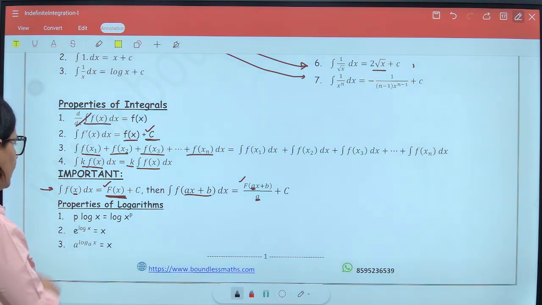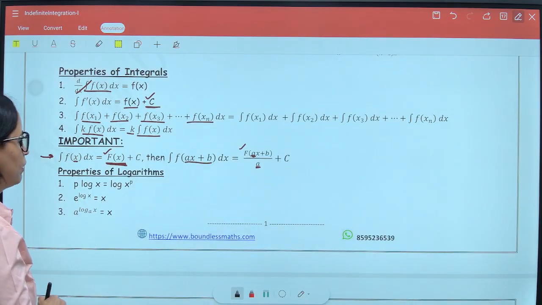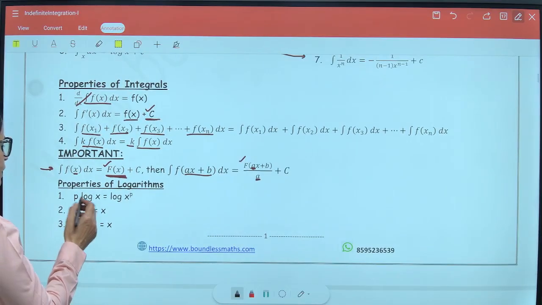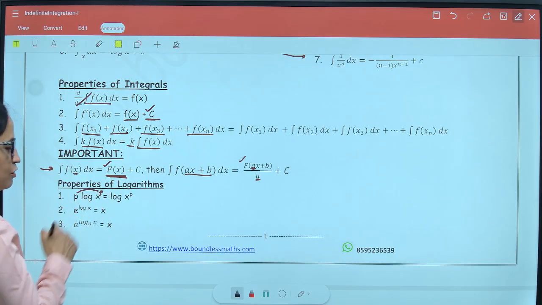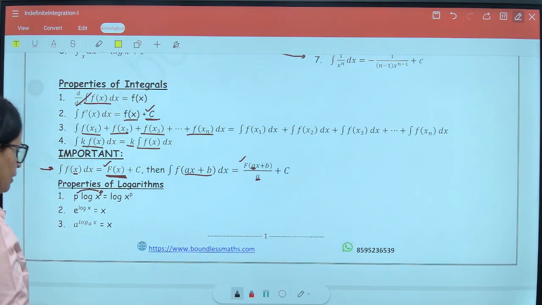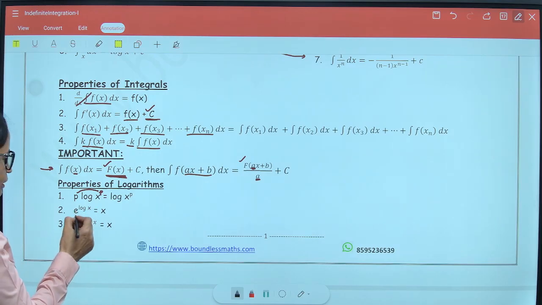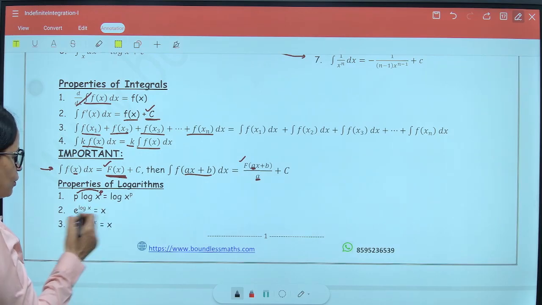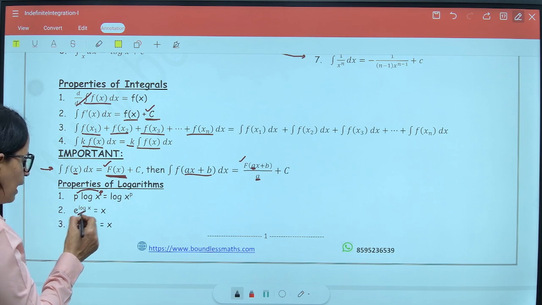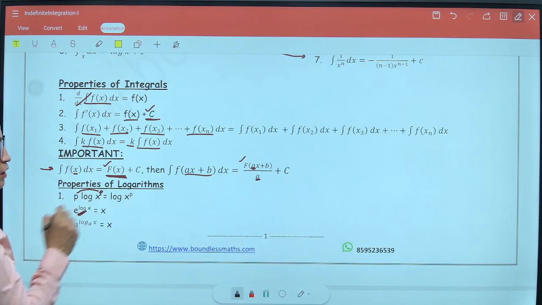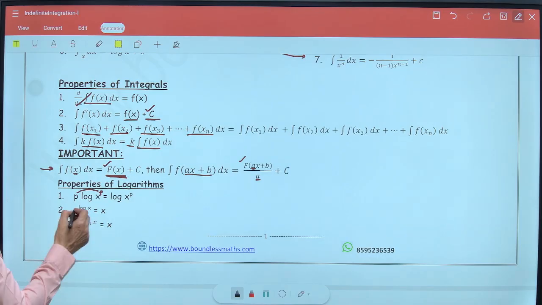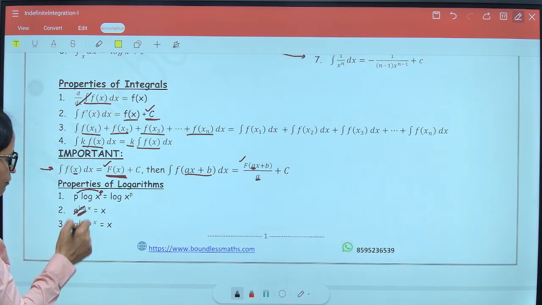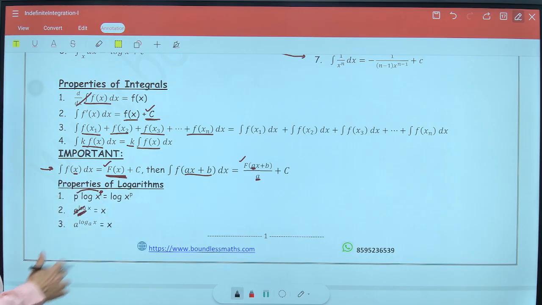Now there are a few properties of log that might be useful when you are doing these questions. The first one is p log x equals log of x to the power p. So this p goes as an exponent to x and comes to the right side. Next, e raised to the power log x just gives you x. When there is nothing between e and log, they cancel the effect of each other and eventually you just get x.